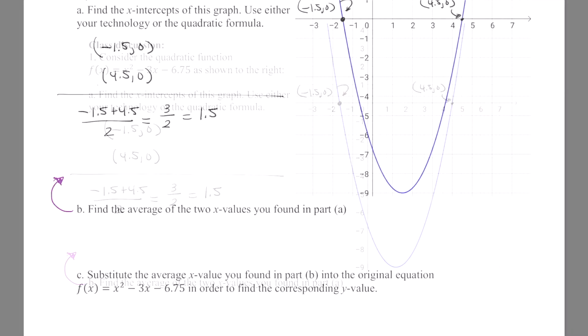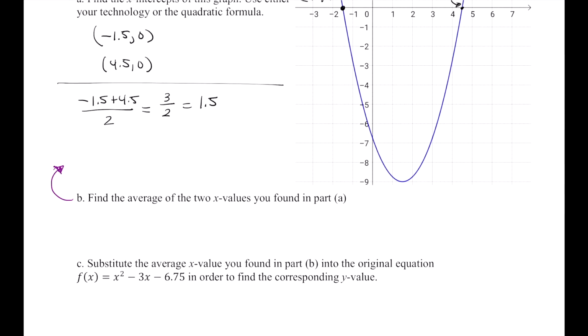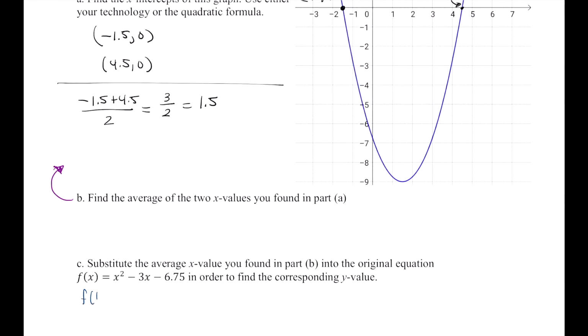Let's continue. Let's substitute the average x value we found in part B into our original equation in order to find the corresponding y value. All right, so let's try this out. And I'm going to do this in blue. So f of 1.5, we replace every x with a 1.5. And you can do this either manually or pop this into your calculator. Either way, you'll end up with negative 9.